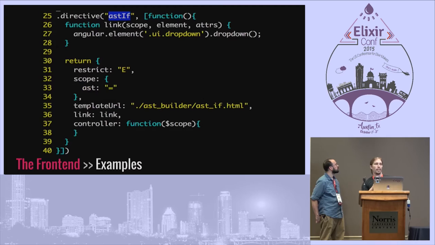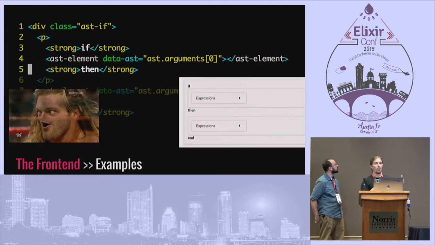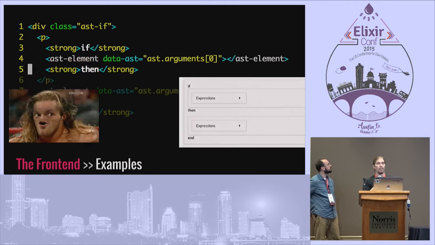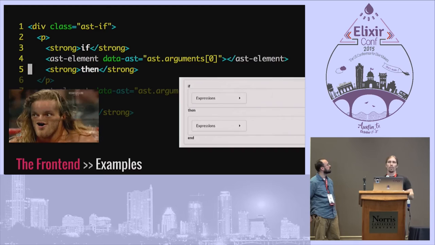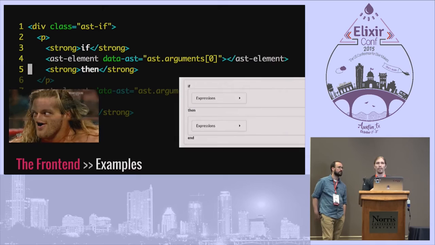And then here's that template. If you'll notice, on line 4, it's calling the AST element directive that we initially called to start this process. So this is where the nesting of the AST elements begins, but we had an issue with Angular because Angular doesn't allow directives to recursively call themselves. So we had to add a library called Angular Recursion, I think, and that had the functionality that we needed for this to work.